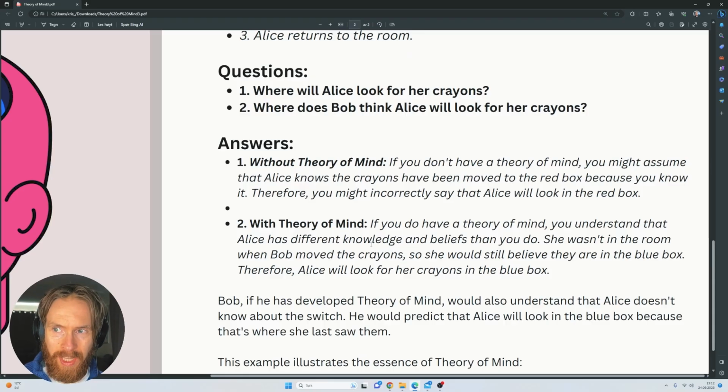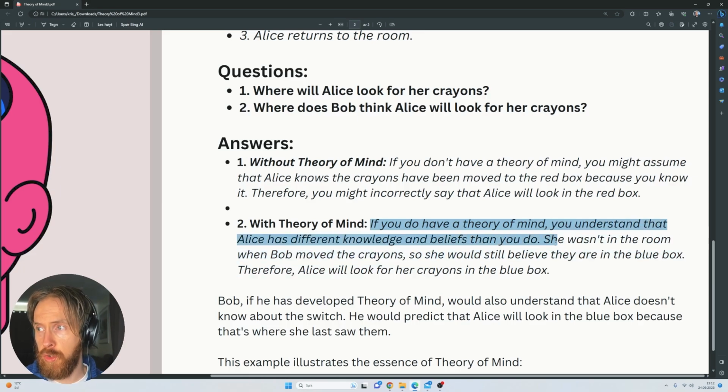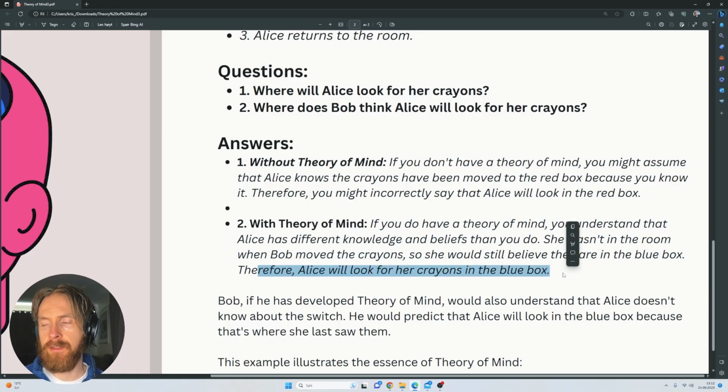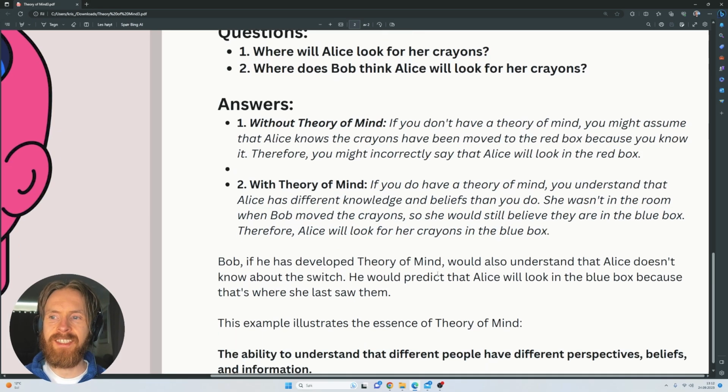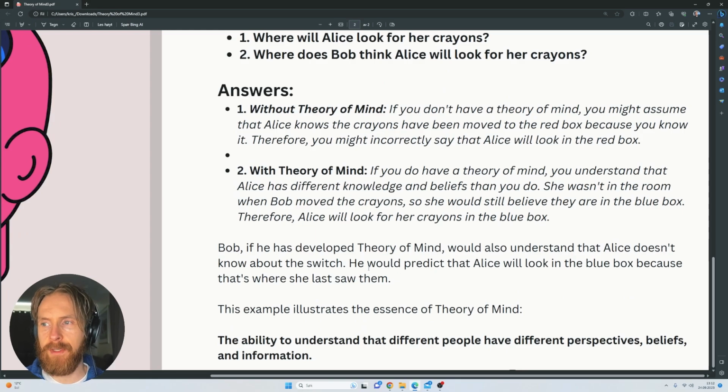But if you answer with a theory of mind, you understand that Alice has different knowledge and beliefs than you do. She wasn't in the room when Bob moved the crayons. She would still believe that they are in the blue box. Therefore, Alice will look for the crayons in the blue box. So this is a very simple example of how this works.